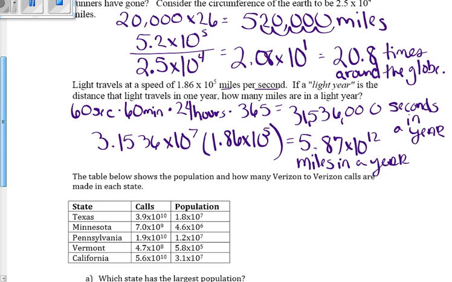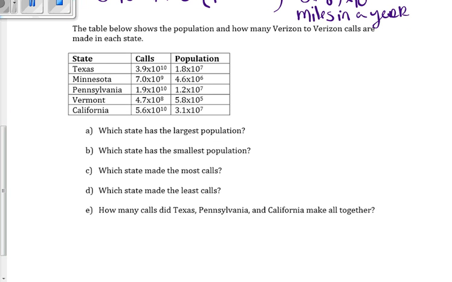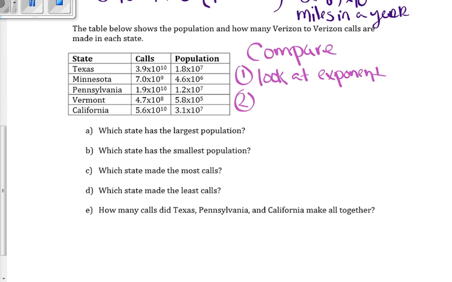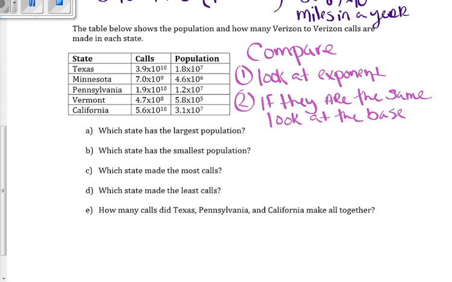Our next step is we have a little table over here. This one also has a lot of comparing. Remember, when we compare, we're going to first look at the exponent. Then, if they are the same, look at the base. Okay, so here we go.